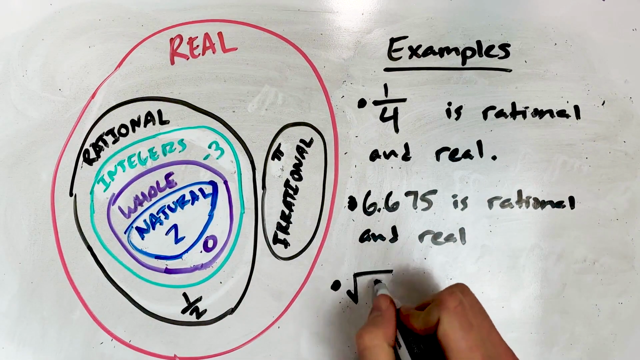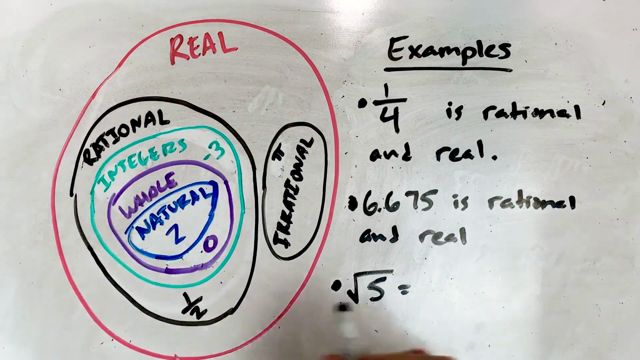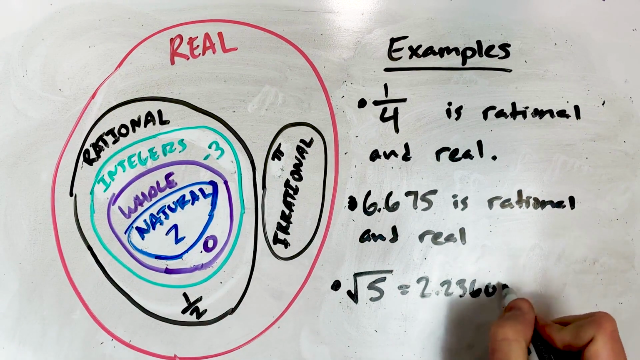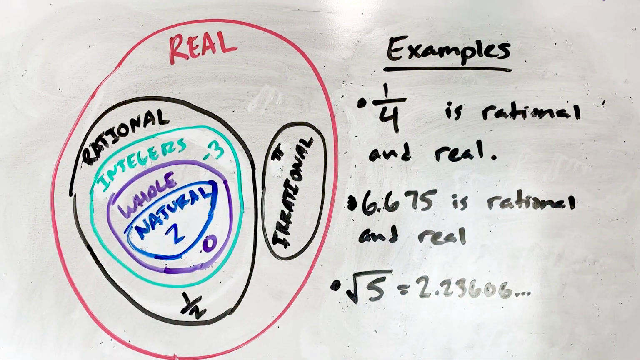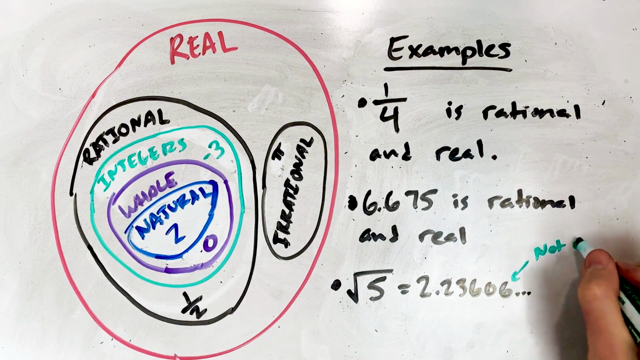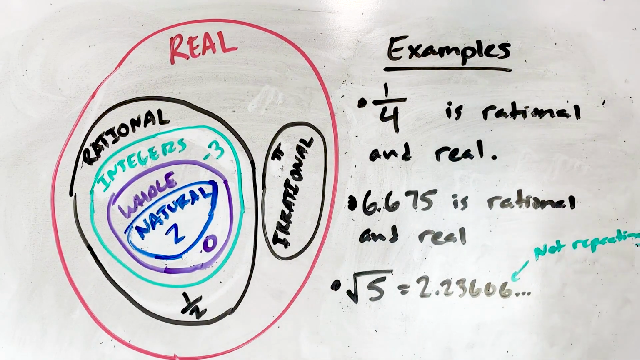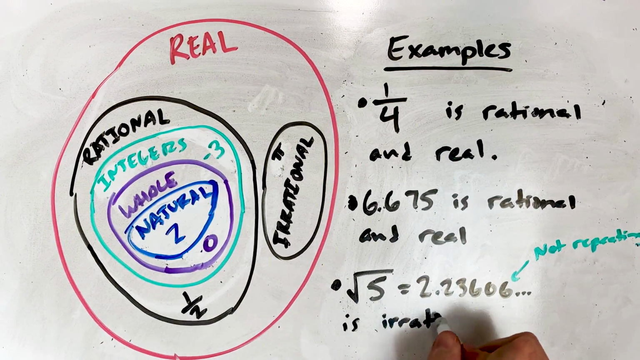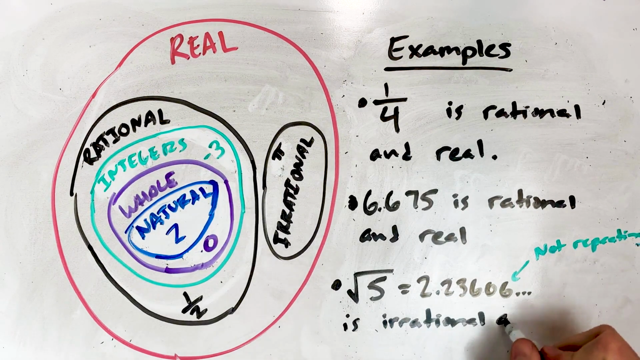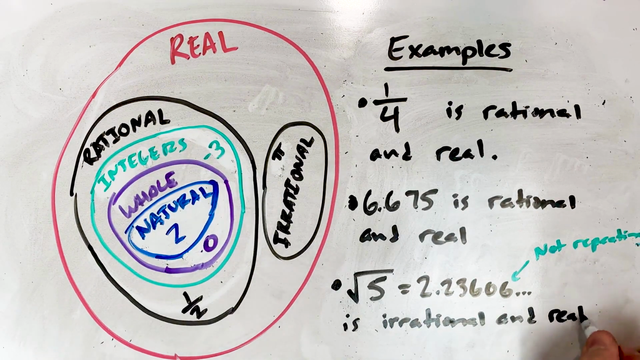Lastly, let's try the square root of 5. The square root of 5 equals 2.23606, where the decimal keeps going forever but never repeats. So the square root of 5 is irrational. Since it's irrational, it's not rational or an integer or a whole number or a natural number. It is, however, real, since the irrational blob is contained in the real blob. Hence, the square root of 5 is irrational and real.